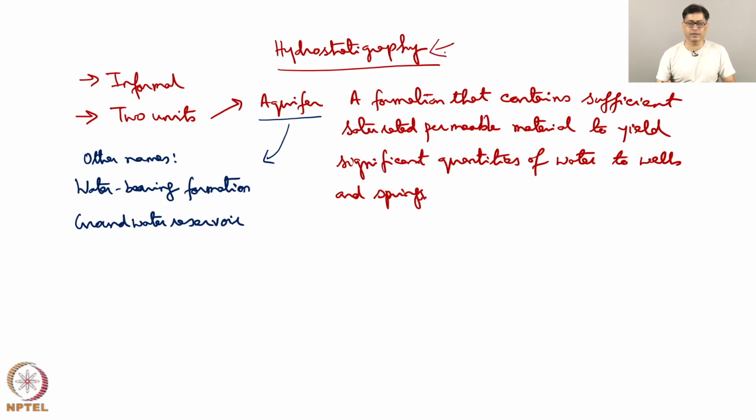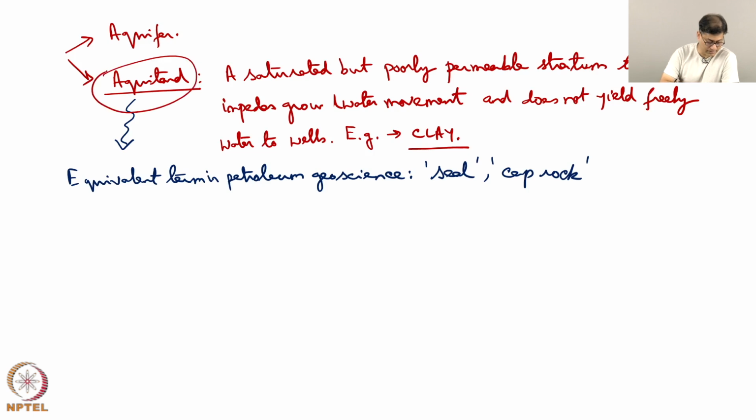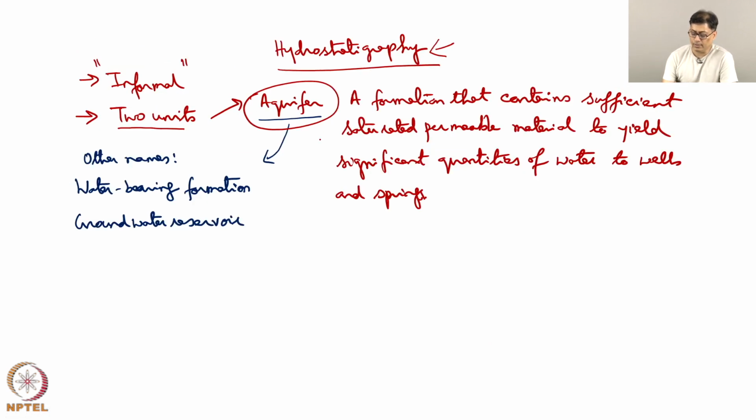We are going to see hydrostratigraphy. Unlike lithostratigraphy and biostratigraphy, hydrostratigraphy nomenclature and division is informal. We have two units involved in hydrostratigraphy: one is aquifer and the second is aquitard. Let us find the meanings. An aquifer is a formation that contains sufficient saturated permeable material. Here material means rock materials, or unconsolidated sediments, that can yield significant quantities of water to wells and springs. Let us try to understand.